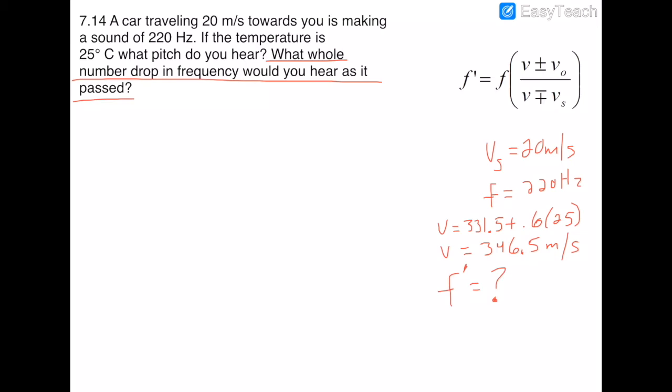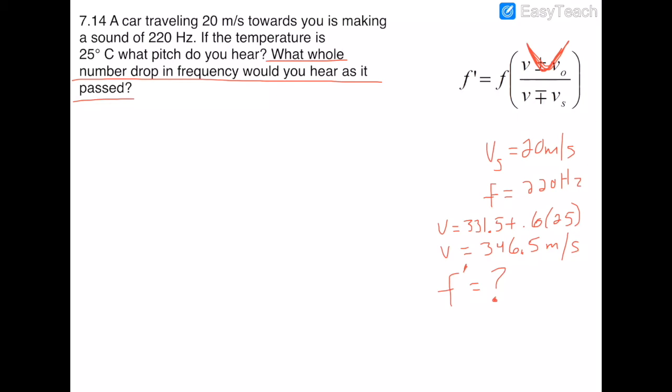Okay, so how fast am I going? I am going 0, right? I'm going 0. So in this top part of the equation, I put 0 in for the velocity of the observer, and this whole top part of the equation actually then is just V, right? It's just V.